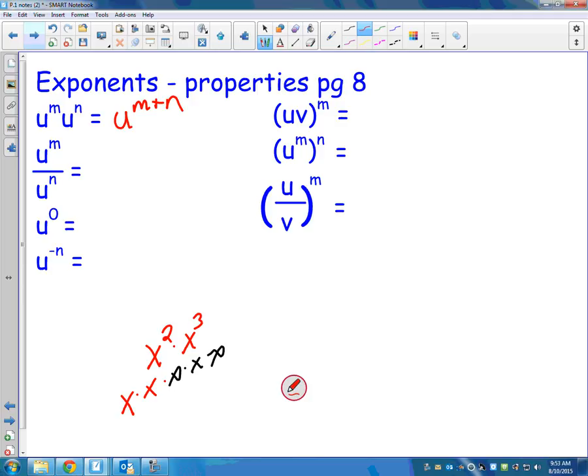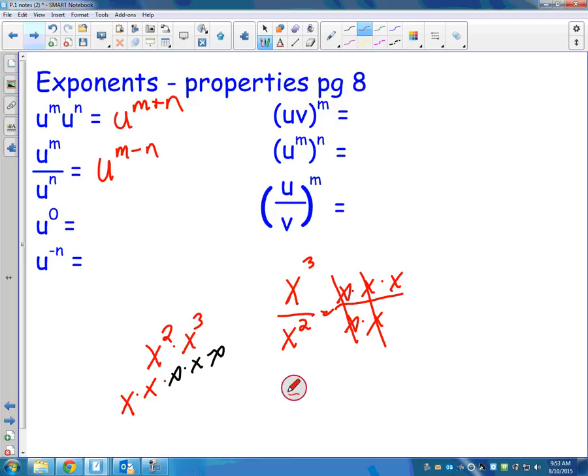If you are dividing the same base with exponents, you just subtract them. So that's u to the m minus n. With dividing, I tend to think about crossing out more than I think about subtracting. But again, if you had x to the third over x squared, right? X over x is just 1. So it works out that if you just subtract 3 minus 2, you have that 1 left over.